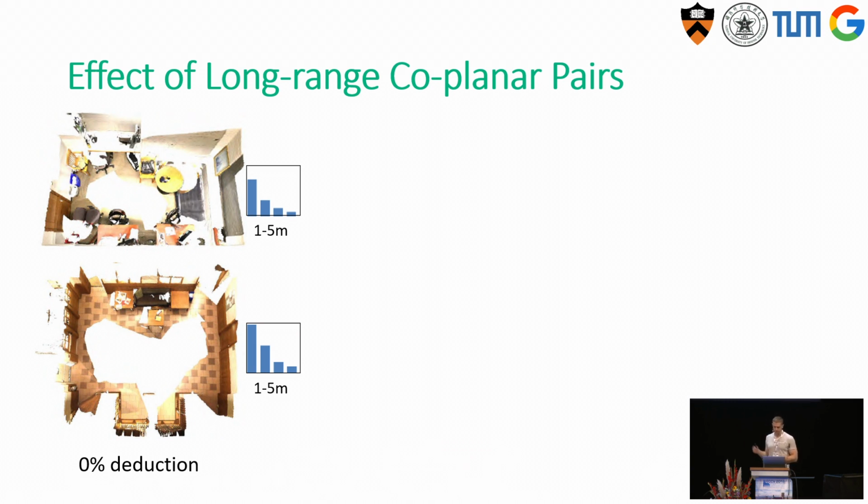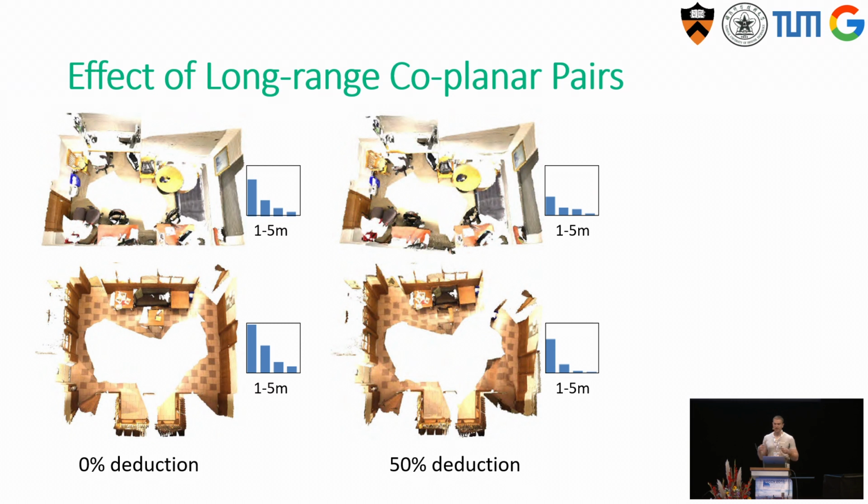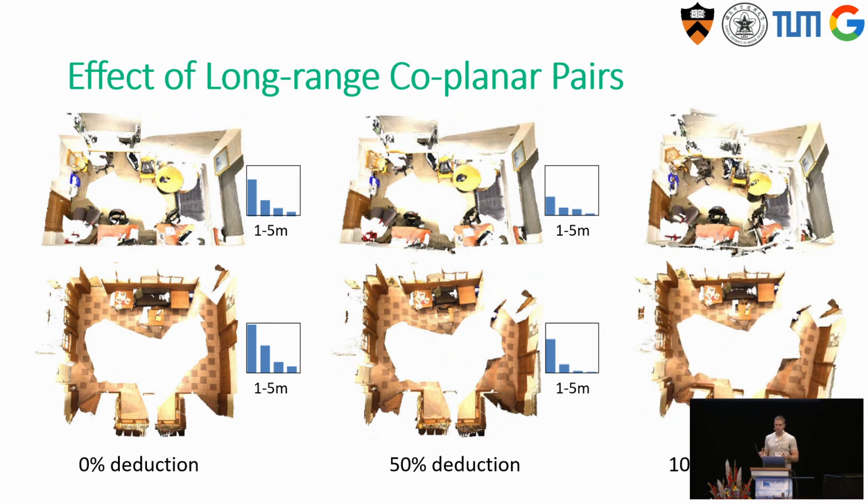We also evaluate the long-range effects of the coplanarity pairs. So here we have long-range features from 1 to 5 meters. We see you get pretty good reconstructions. If you drop about half of the long-range matches, you see at the bottom scene that there are already some misalignments. And if you drop them completely, the alignments are getting worse.